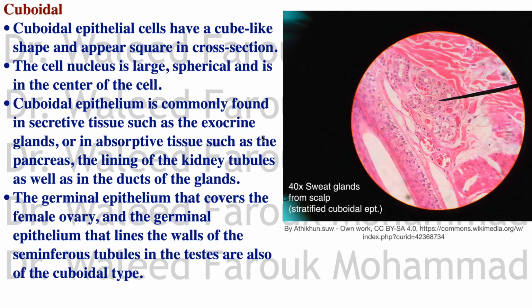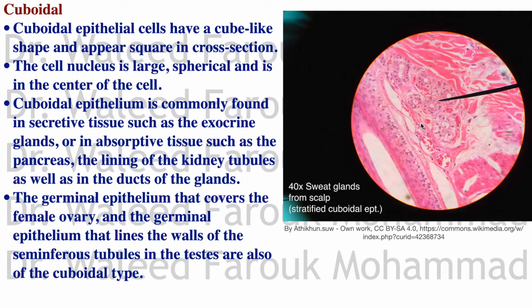Cuboidal cells, for example, this is a section from sweat glands. You can see the cuboidal cells. They are cubic in shape with rounded nuclei. They appear square in cross section, and the nucleus is large, as shown here, spherical, in the center of the cell, not near the base of the cell.